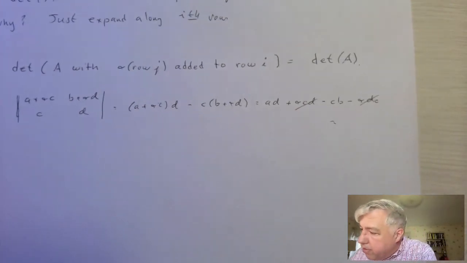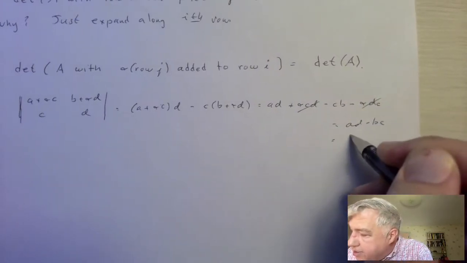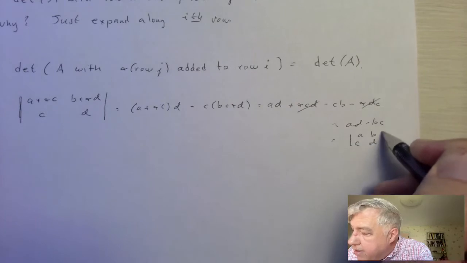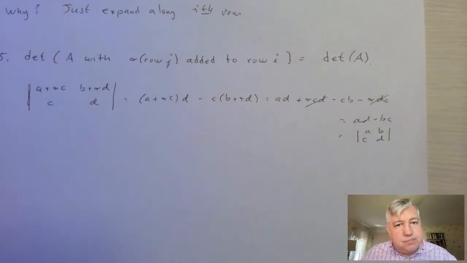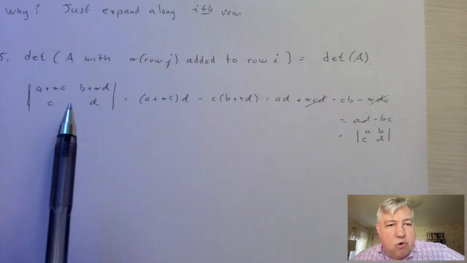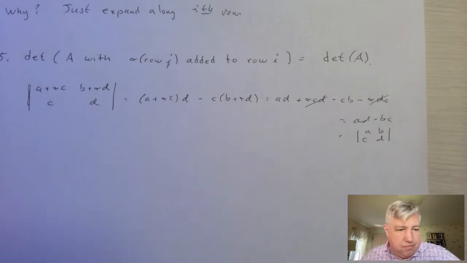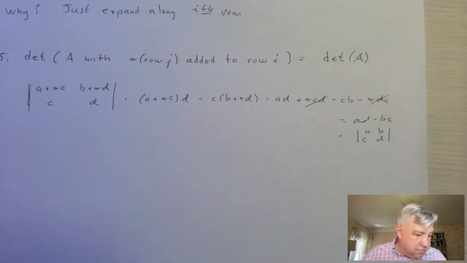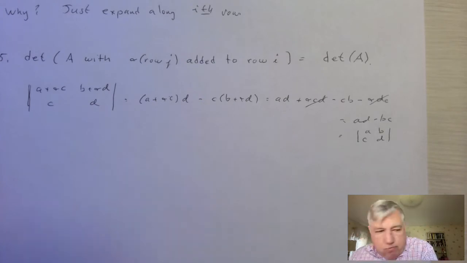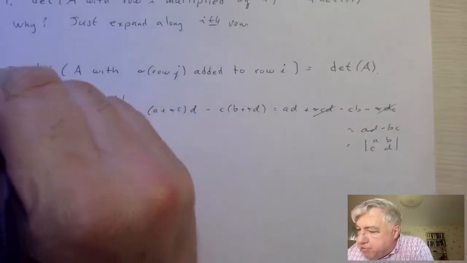So this is just AD minus BC, which is just the determinant of our original matrix. And similarly, you can check that if you do the other row operation of adding a multiple of the top row to the bottom row, that doesn't change anything either. We won't write all the details of the next case out, but this was the case of n equals 2.